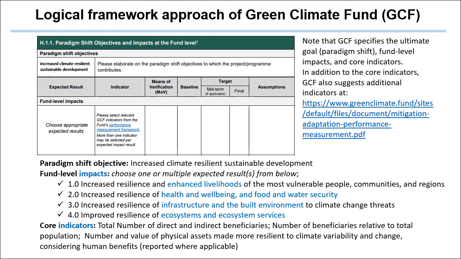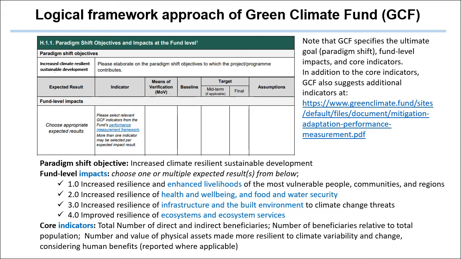The GCF also defines fund level impacts, and in the case of an adaptation project, there are basically 4 of these. Increased resilience and enhanced livelihoods of the most vulnerable people, communities and regions. Increased resilience of health and well-being and food and water security. Increased resilience of infrastructure and the built environment to climate change threats. Or improved resilience of ecosystems and ecosystem services.